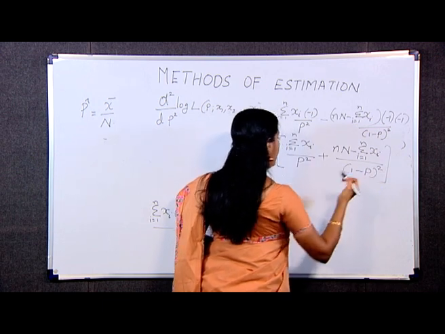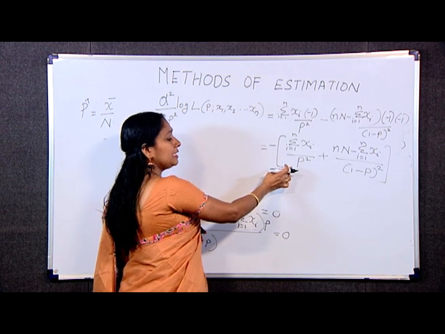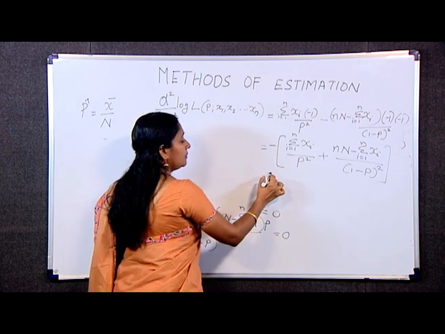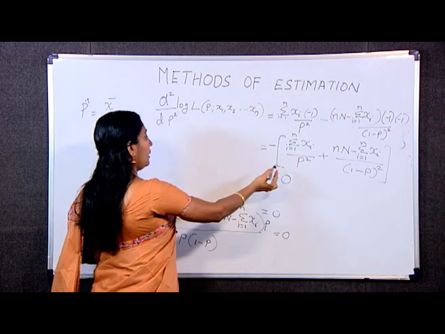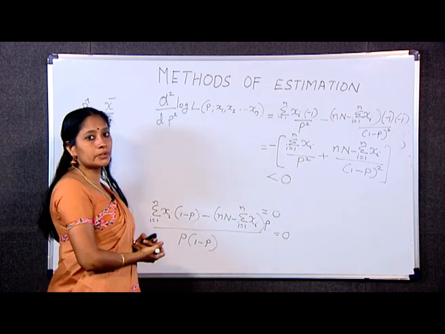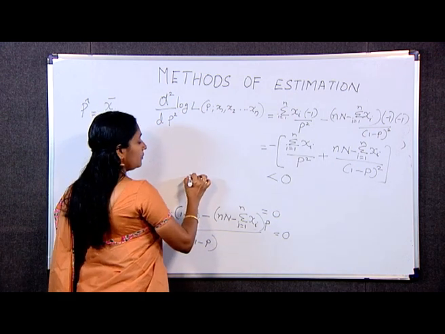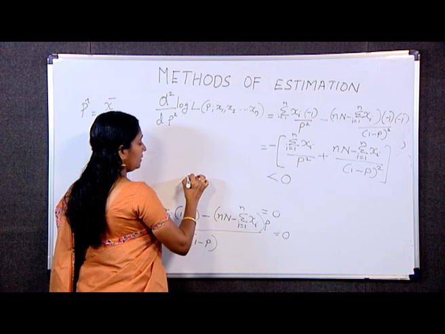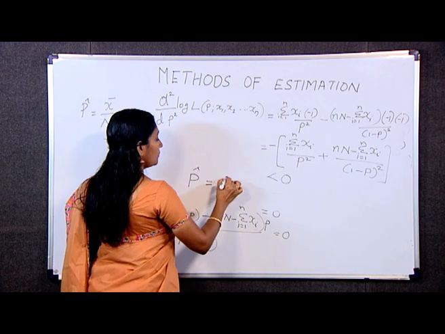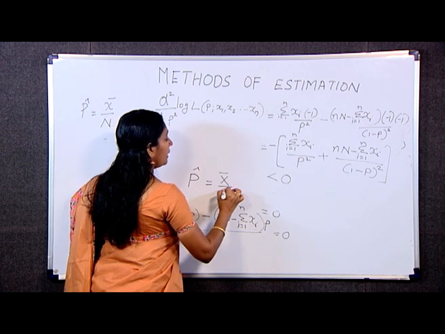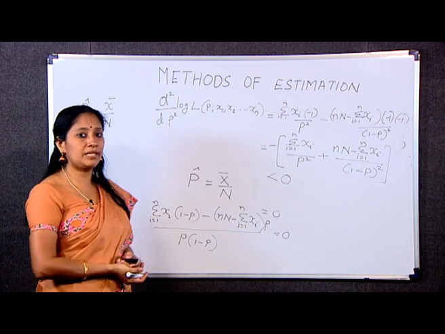Again, the term within the bracket is always positive and hence this will be less than 0 at the point p hat is equal to x bar by n. Therefore, the maximum likelihood estimator of p is p hat is equal to x bar by n. This is the maximum likelihood estimator.